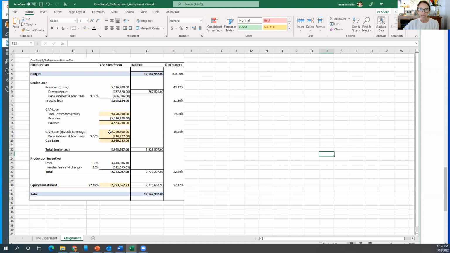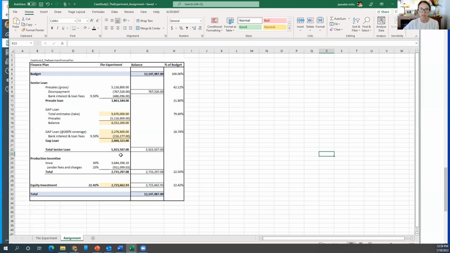So now that our unsold rights are worth $4,553,200, our gap loan gross amount is 50% of that, which is $2,276,600. If we then deduct our banking interest and loan fees of $216,227, we will end up with a gap loan of $2,060,323. So that gap loan amount is higher than before because it was $1,834,73 because our unsold rights were less. Now that we have more unsold rights available because our take estimates are higher, our gap loan is higher.